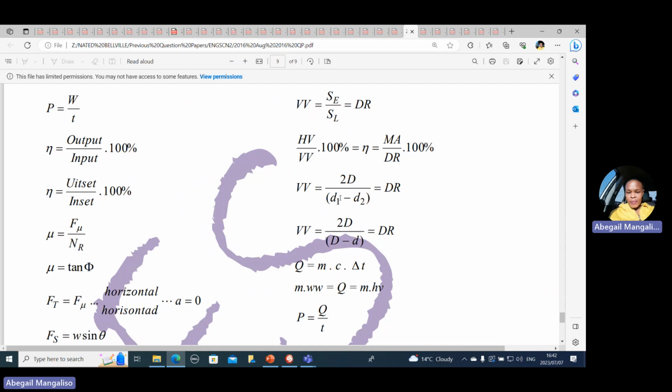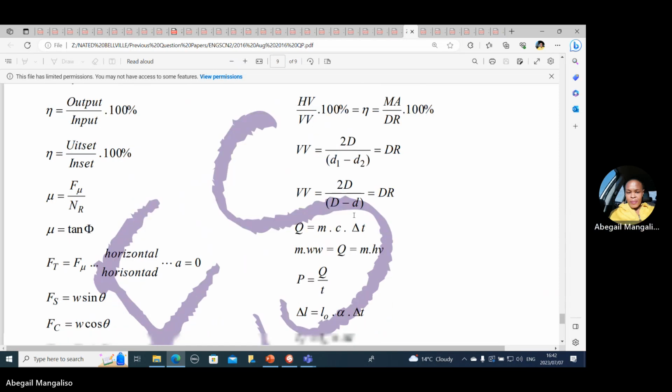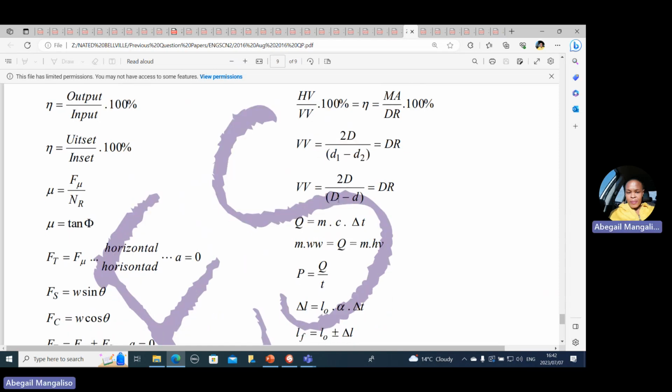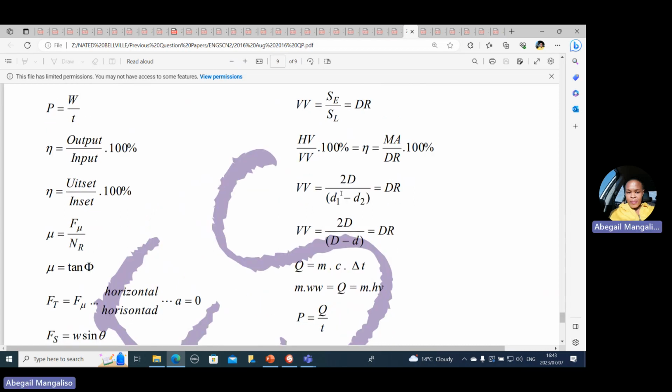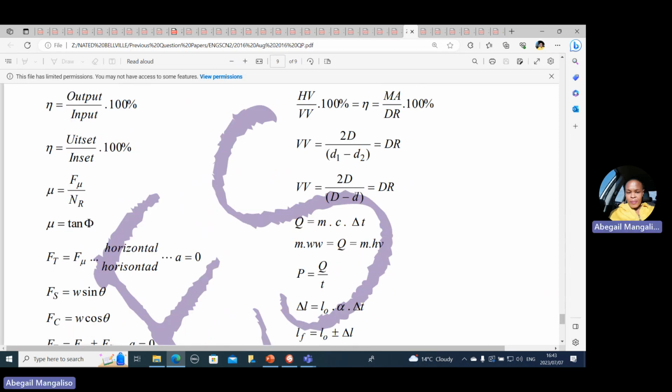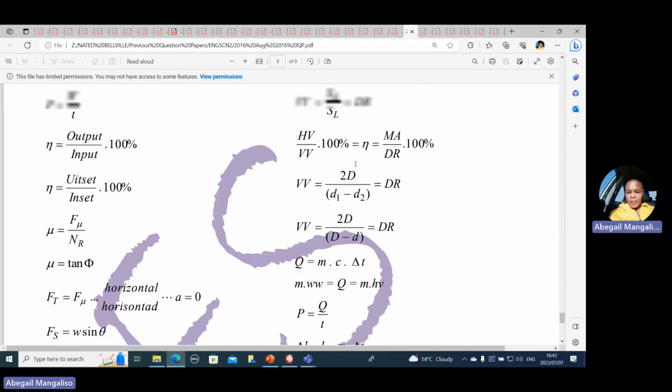So this one is the differential wheel and axle. It's the one that has a larger drum and two smaller drums. 2D divided by D1 minus D2 is equal to DR. We know it as DR or VR. So this is the Weston pulley block or differential pulley block. The formula of its velocity ratio will also be given. So velocity ratio for a simple machine, velocity ratio for differential wheel and axle, velocity ratio for Weston pulley block will be given. So formulas will be given.